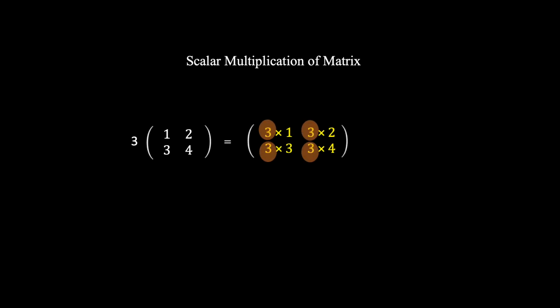Scalar multiplication of matrix is simple as well. We just need to multiply the scalar to every entry in the matrix to get the result, as shown by this example.